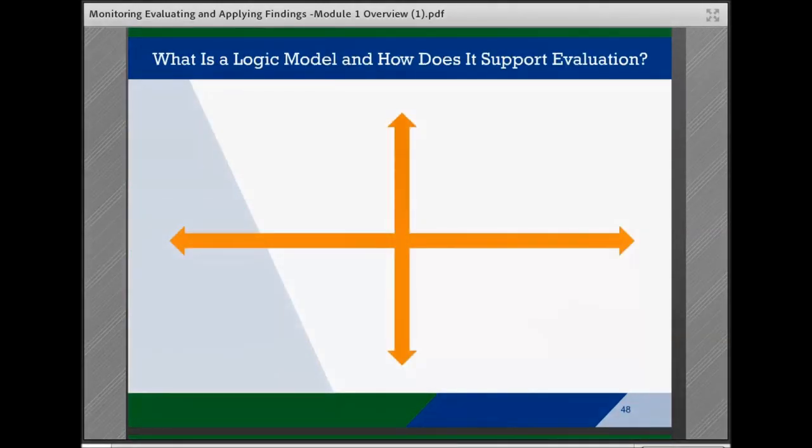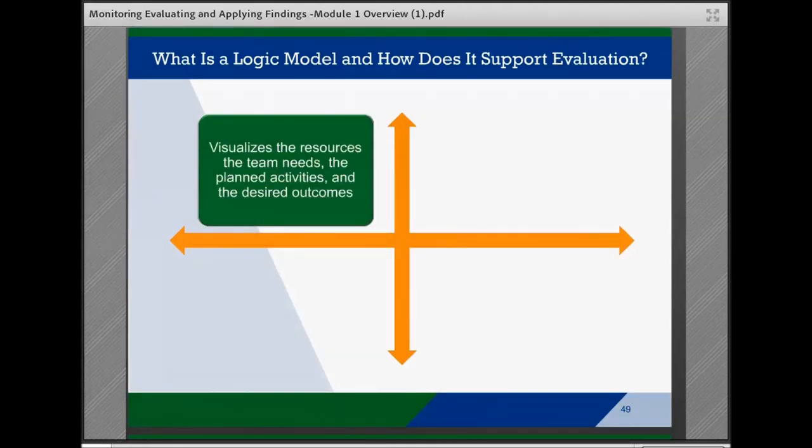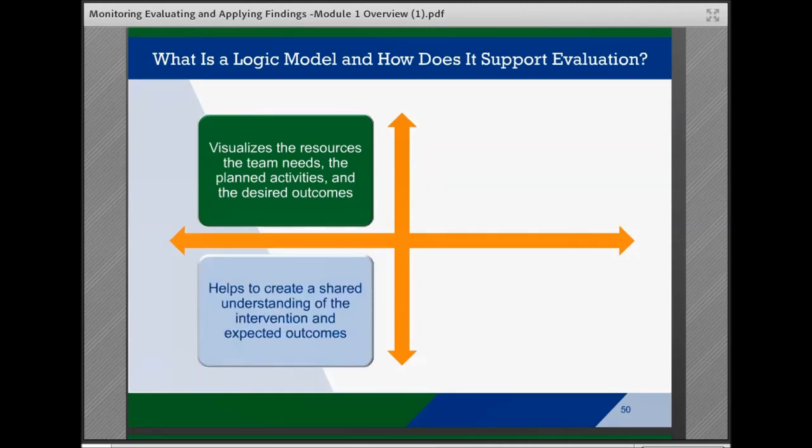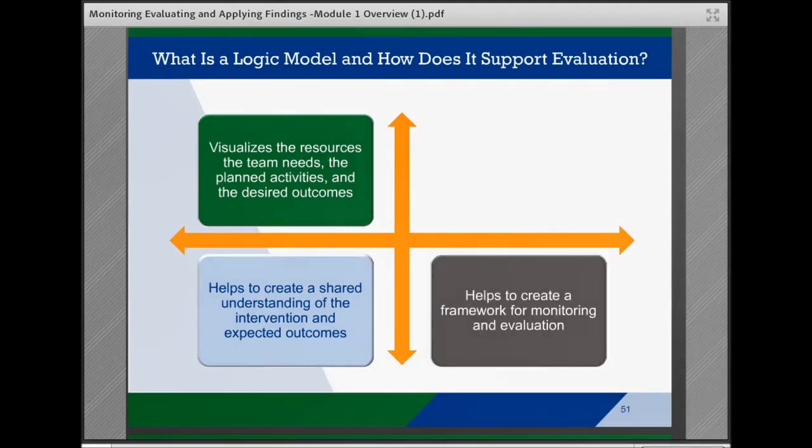A program logic model is a method to visually present the resources the team needs to do the intervention, the planned activities, and the desired short-term and long-term outcomes. A logic model can help implementation teams, stakeholders, and evaluators create a shared understanding of the intervention and expected outcomes. It also creates a framework for monitoring and evaluation.